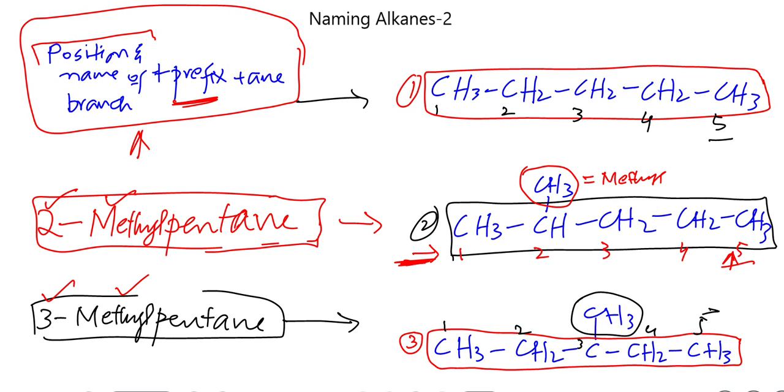And because this is alkane, the third part of the formula is putting ane. So very simple. Position and name of branch, then prefix pent, and then ane. I hope this makes sense. Now we'll see some more complicated examples.